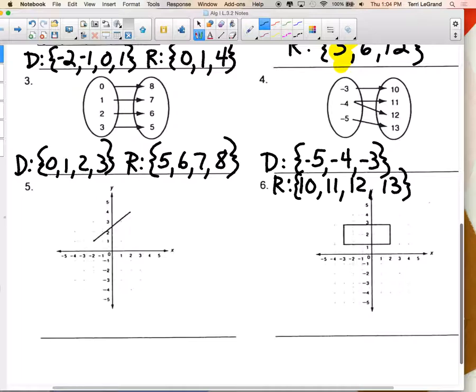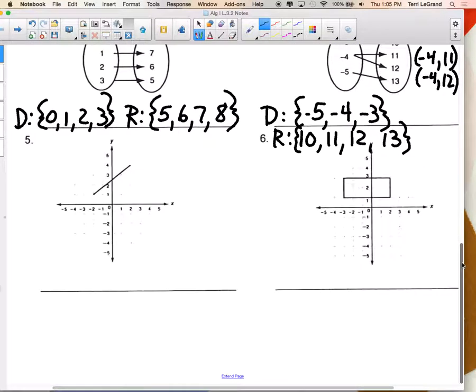And 13. How many ordered pairs are in this one? 3. 4. Yeah, because x is used twice. When x is -4, we have ordered pair -4, 11, and we have ordered pair -4, 12. So we have 4 ordered pairs represented here. And we should be able to say that because we have 4 arrows. Every x value gets mapped to a y value, okay?